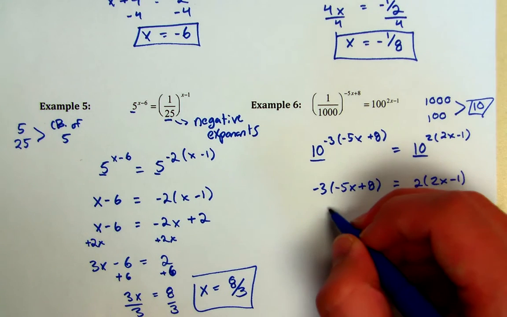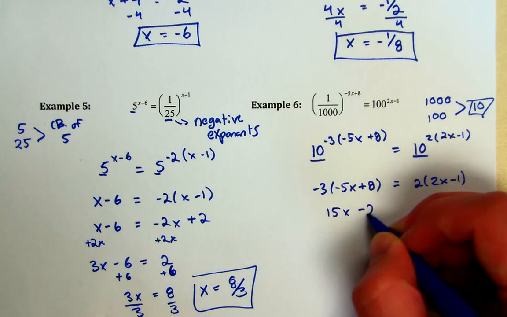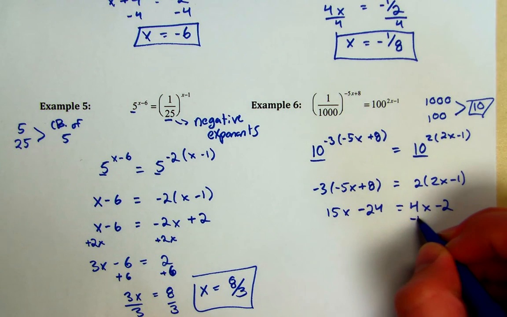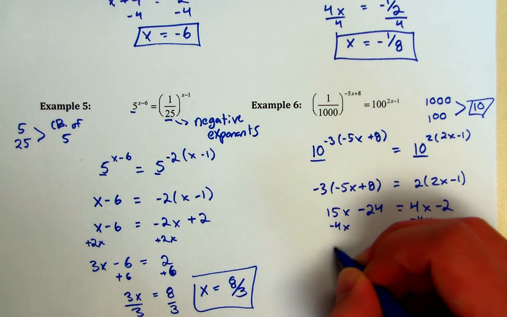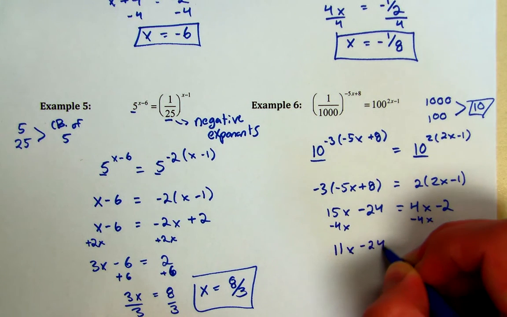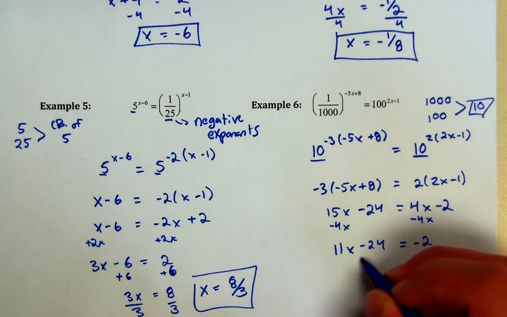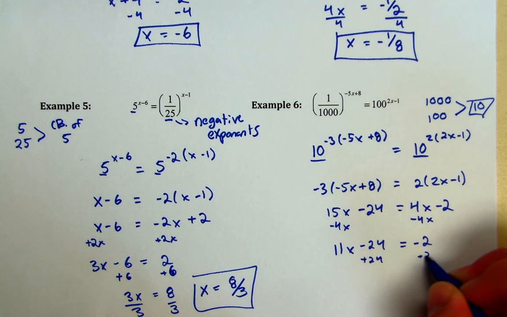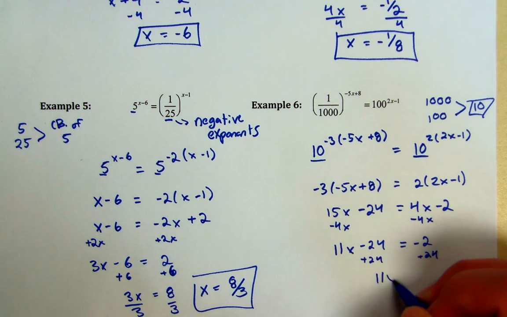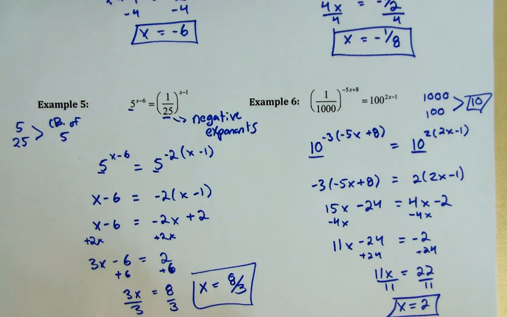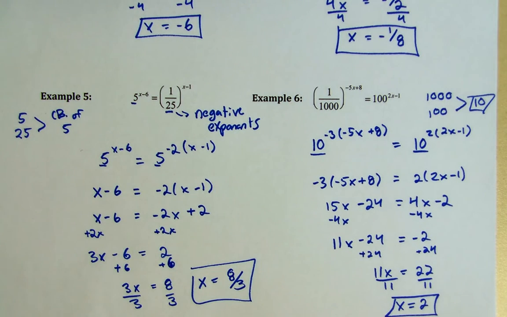And now I solve. 15x minus 24 equals 4x minus 2. Subtract 4x. 11x minus 24 equals negative 2. Add 24. You get 11x equals 22. And finally, x equals 2. So now you know how to use interest formulas, and you know how to solve exponential equations.